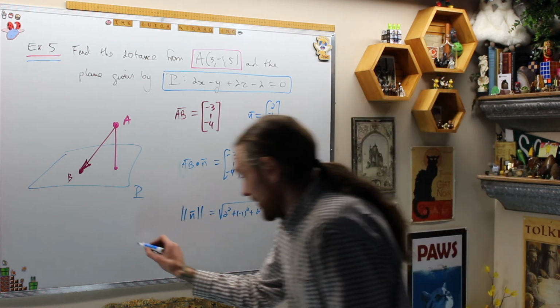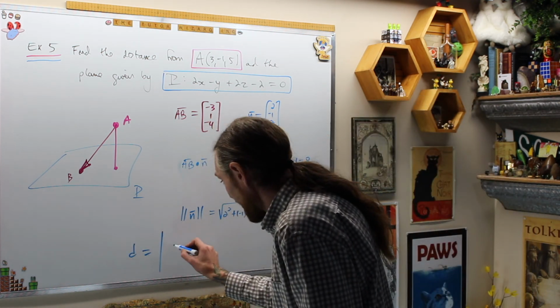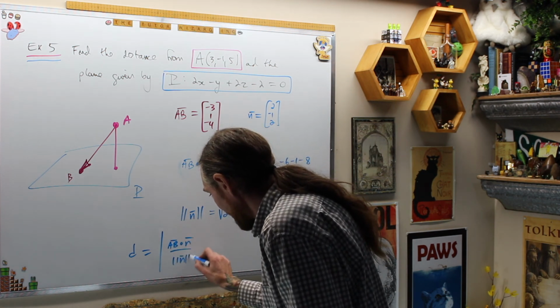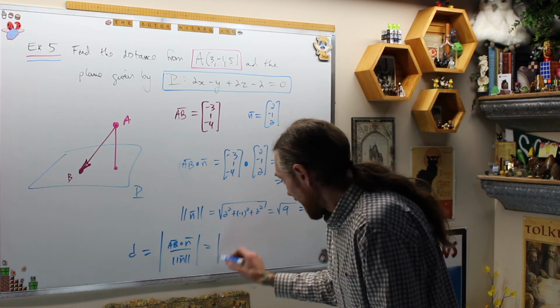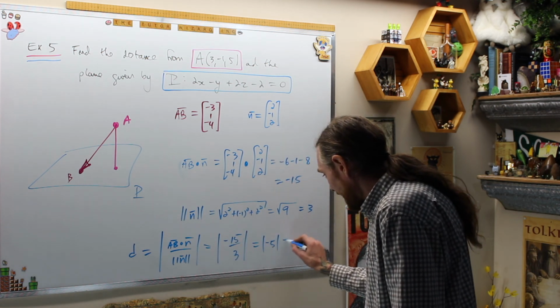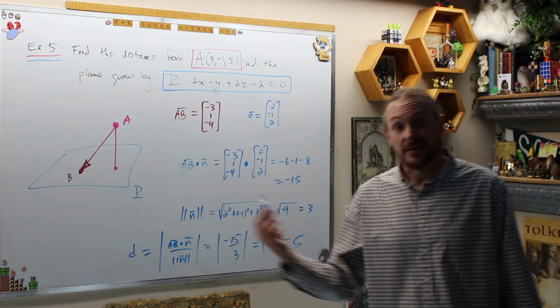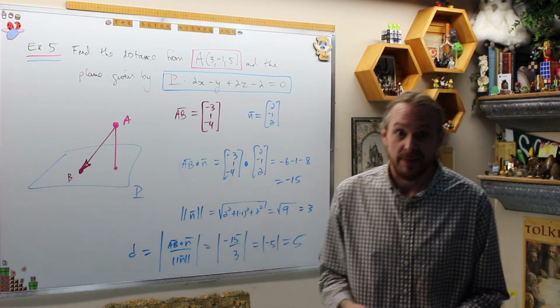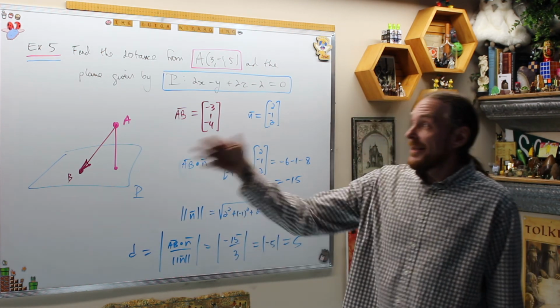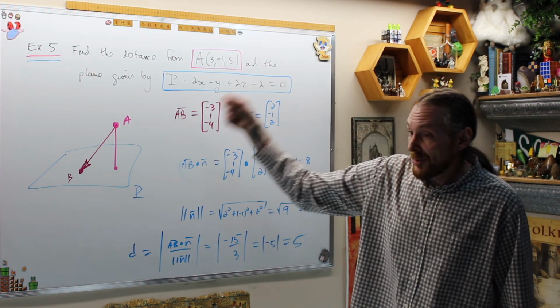And so that says that the distance is equal to the absolute value of AB dot N over the norm of N, which is equal to the absolute value of negative 15 over 3, which is the absolute value of negative 5, which is 5. The distance between them is the integer 5. That's not going to happen usually, so it's probably going to be a square root in there somewhere. But this is how we find the distance between a point and a plane.